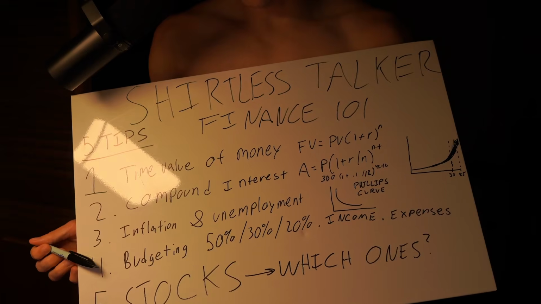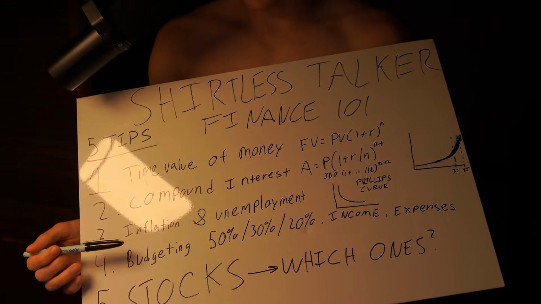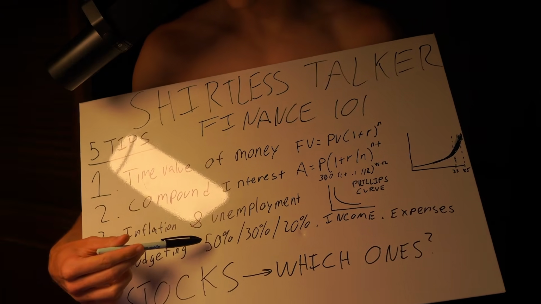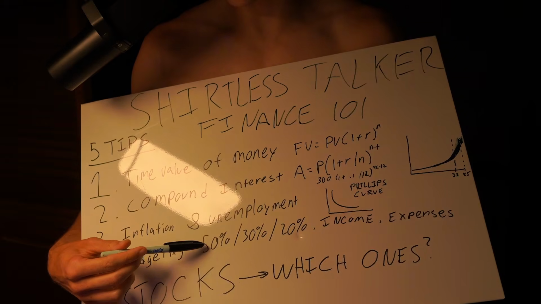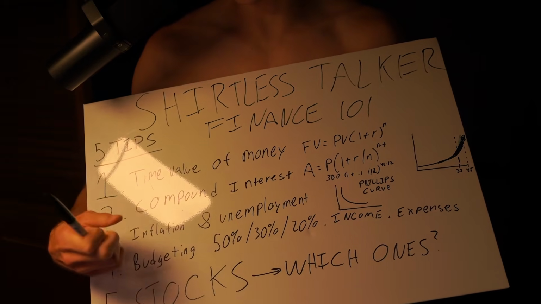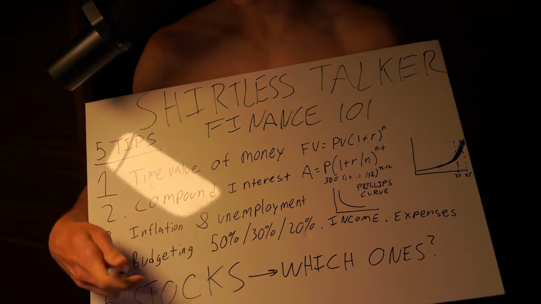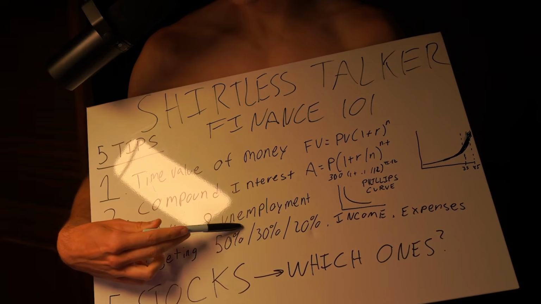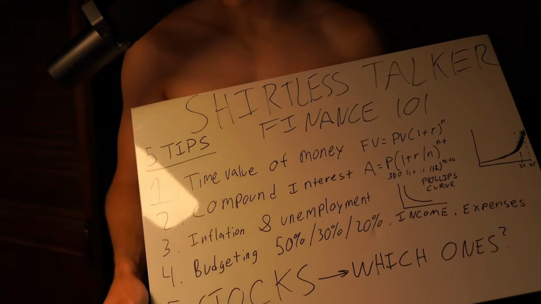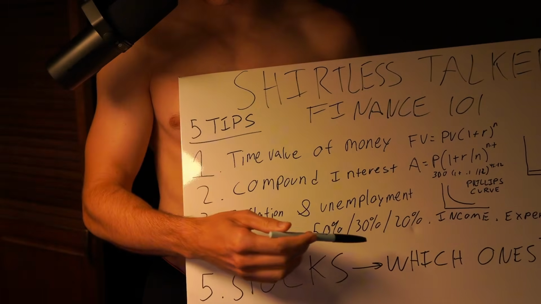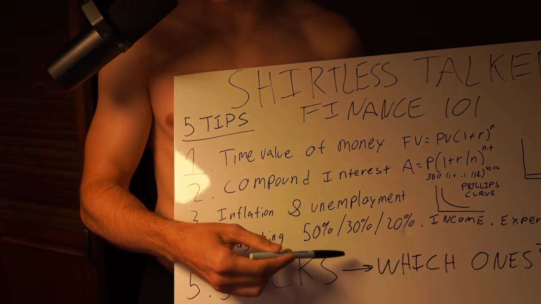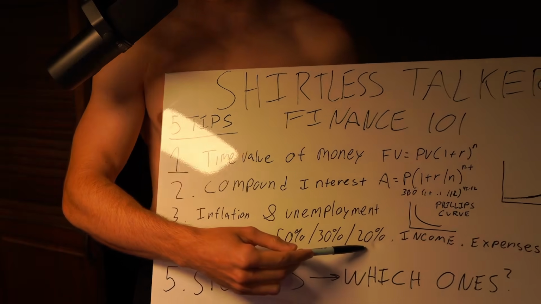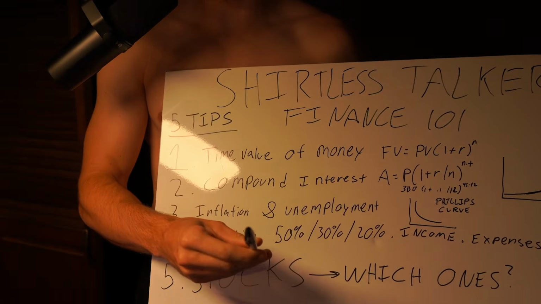Now, moving on to tip number 4, budgeting. I want you to follow the 50-30-20 rule. 50% of your income goes to your needs. These are your needs. These are your renting, your food, your grocery, your kids, whatever you have, your college. 30% is going to go to your wants. These are your books, your games, anything that you don't immediately need. And 20% needs to be invested.